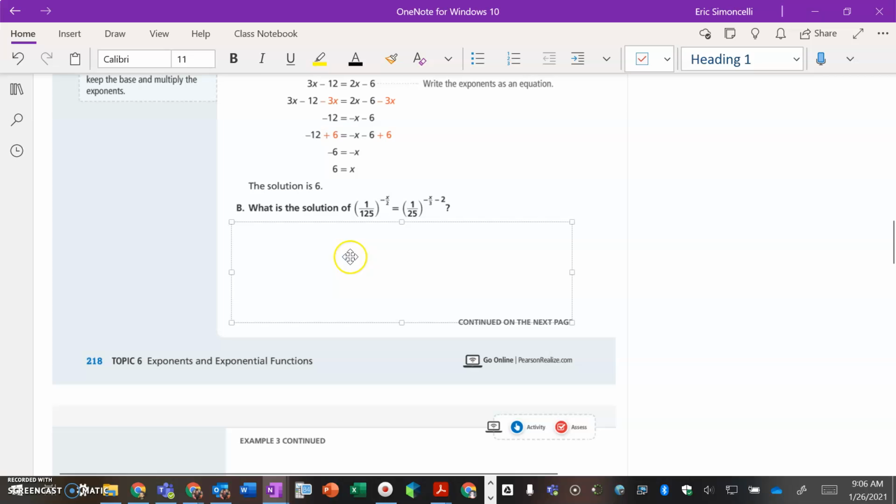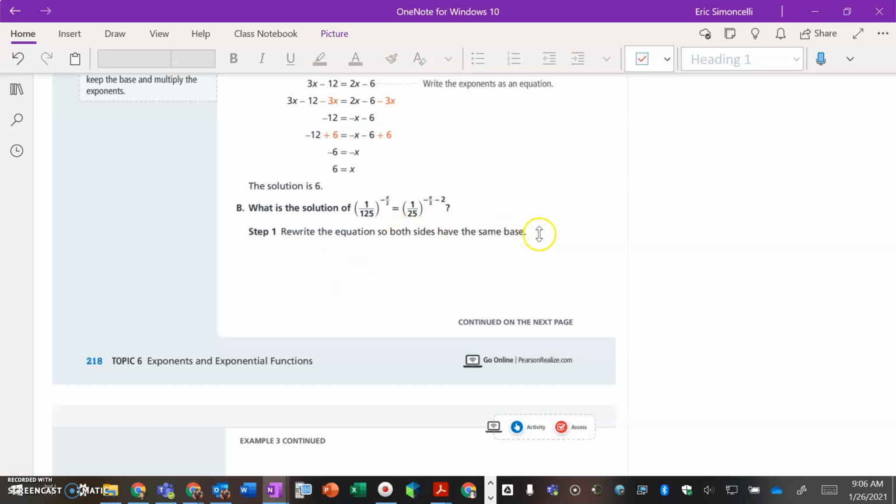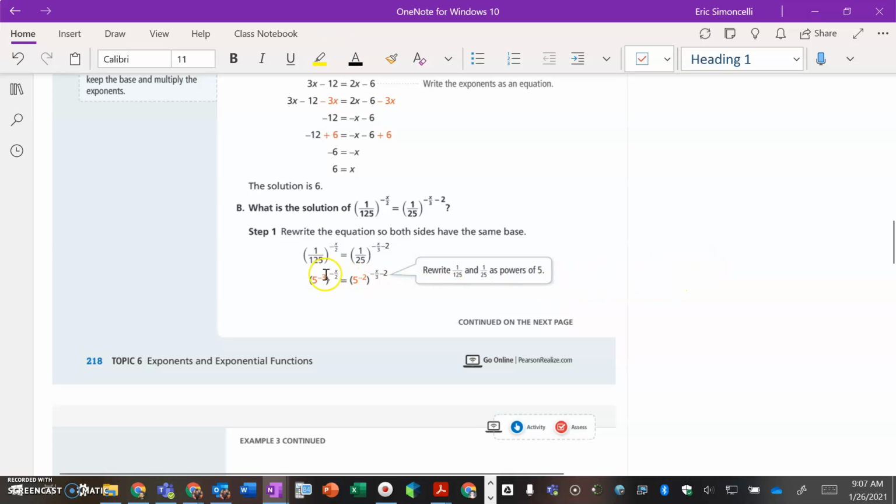So let's see how we can manipulate. Step 1, rewrite the equation so both sides have the same base, like I said earlier. So now, as we can see what they've done, just simply rewriting the problem. But in the next step, you can see they've manipulated 1 over 125 as a base of 5 raised to a power that's negative.